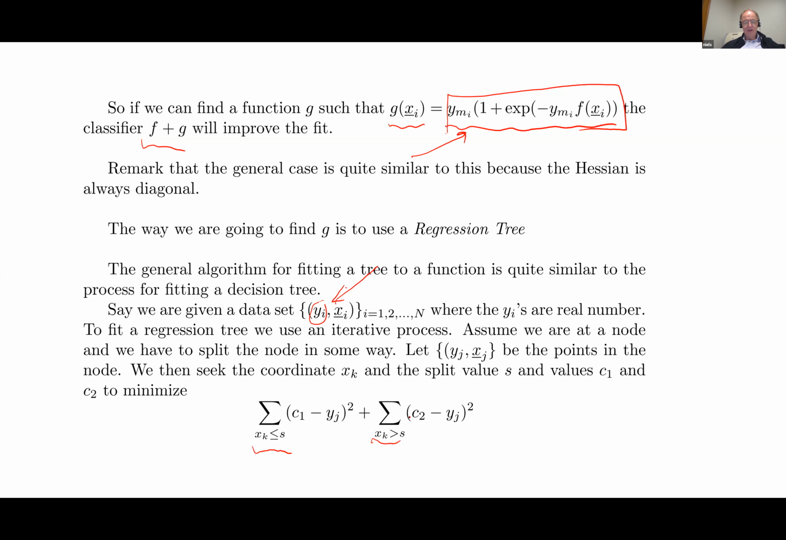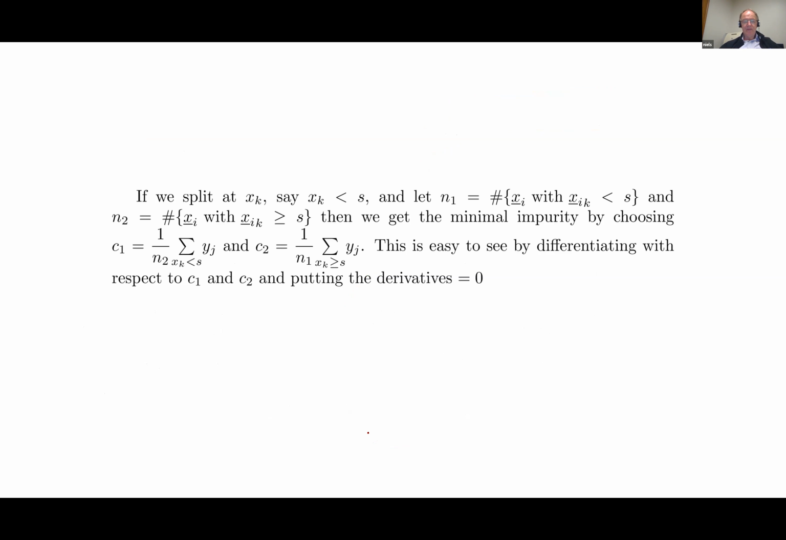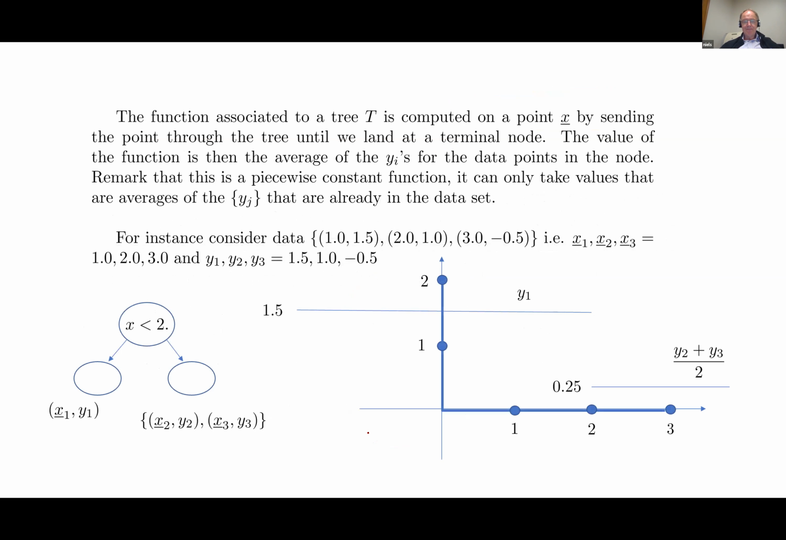Has to be the average of these y's in this subset here. So we just have to again look over all the splits and compute these values here, and find a split that makes this number here the smallest. So that's how we decide whether we're going to split or not. So if we split, then we get minimal. Yeah, so this is just what I said here. So nothing special about this.